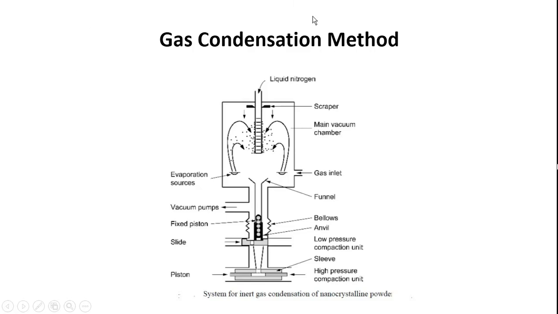Okay, so this is the gas condensation. Essentially, this method involves vapor formation of the materials whose particles are to be produced, and that is condensed with liquid nitrogen, and that is then collected through a funnel for the formation of nanoparticles. Okay, so that is the idea.